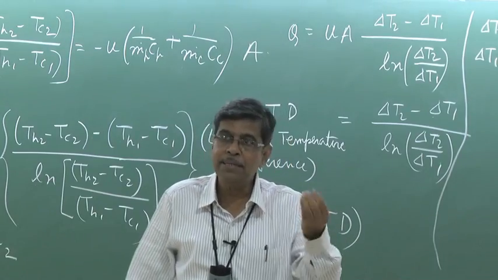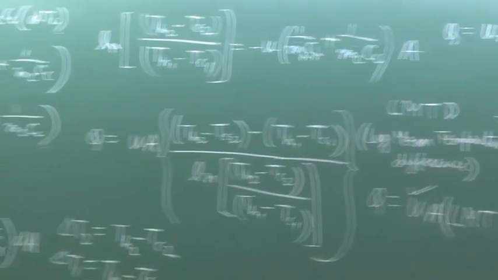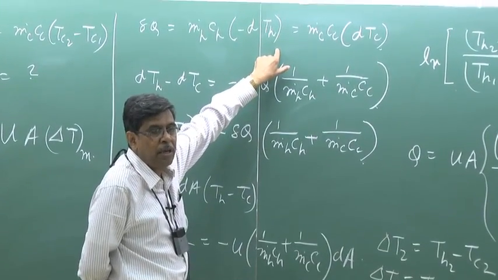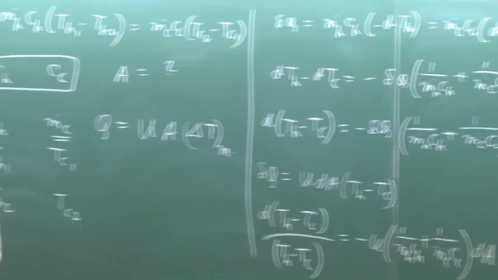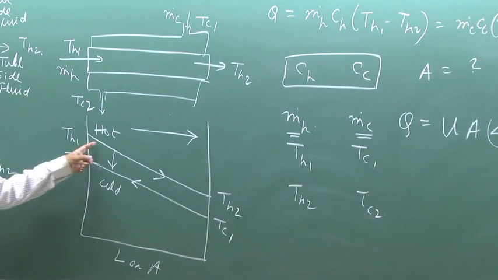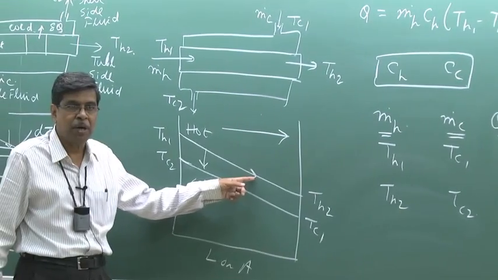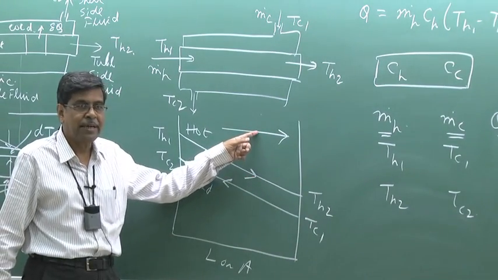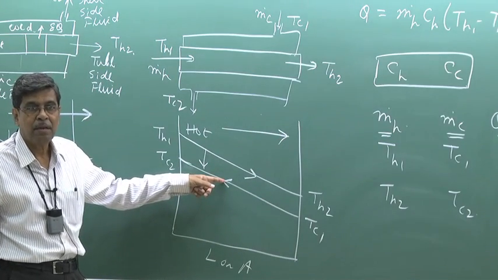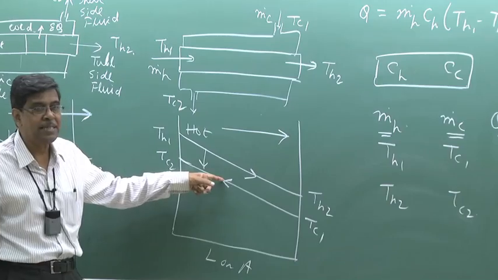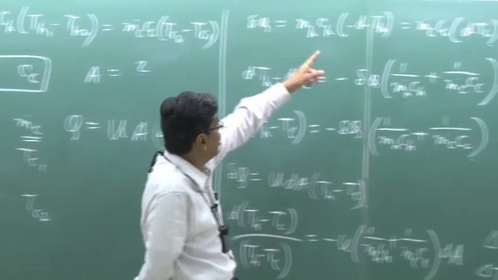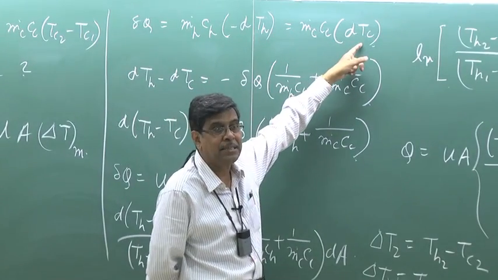How to do it? Very simple. I tell you the catch because I will not waste time. Here in this equation, if you take one prescribed direction as positive, take the flow direction of hot fluid, then DTH will be minus because it is decreasing in this direction. Then DTC will also be minus, because this is increasing in the negative direction. So both the things will be minus. It will be minus DTH, minus DTC.